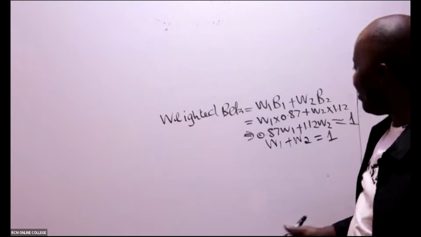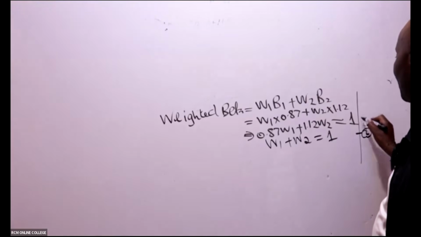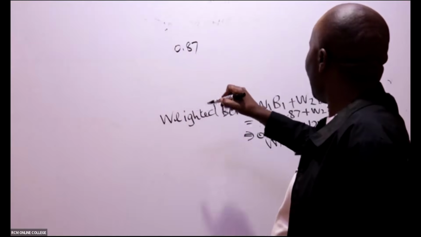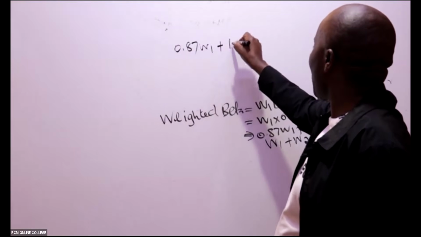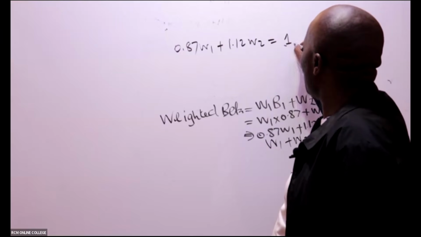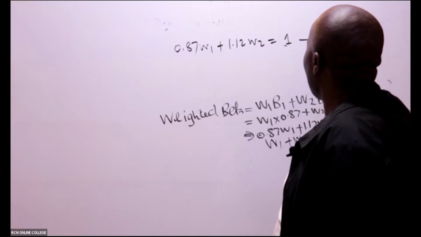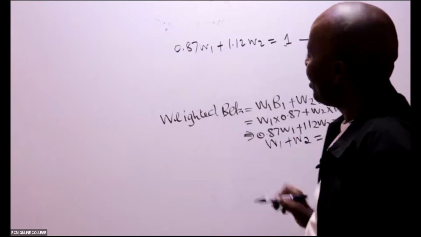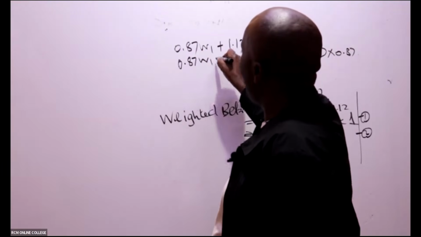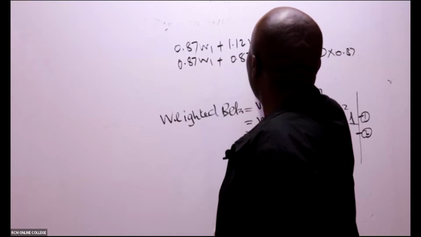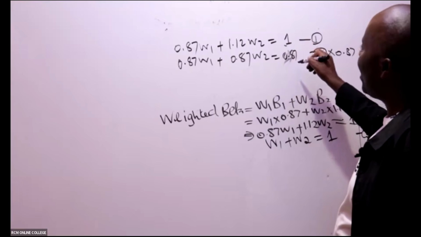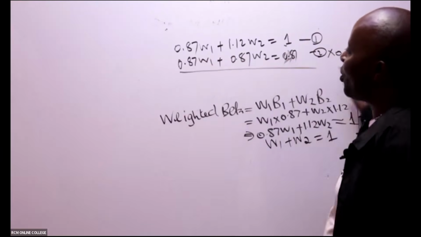coefficient here. I will take this as equation 2, this is equation 1. Equation 1 is 0.87 W1 plus 1.12 W2 equals 1. Equation 2, we shall multiply it with 0.87. So this will be 0.87 W1 plus 0.87 W2 equals 1 times 0.87 as well. Please go ahead and subtract.